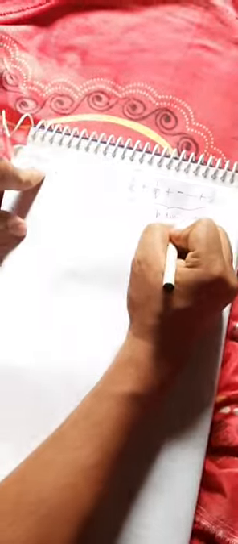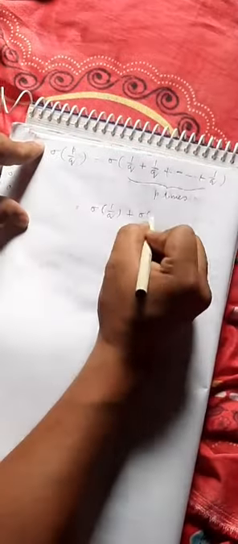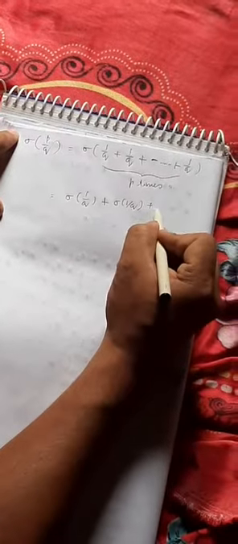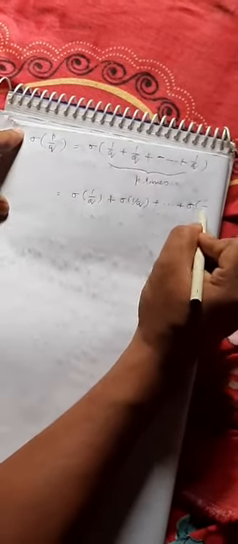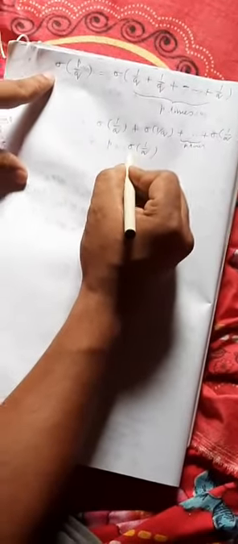P may be positive or negative, it doesn't matter, right? So it will break into sigma 1 by q plus sigma 1 by q plus up to sigma 1 by q. How many times? P times, right? So p into sigma 1 by q. And now we'll prove that sigma 1 by q will be 1 by q into sigma 1. How will we prove it?